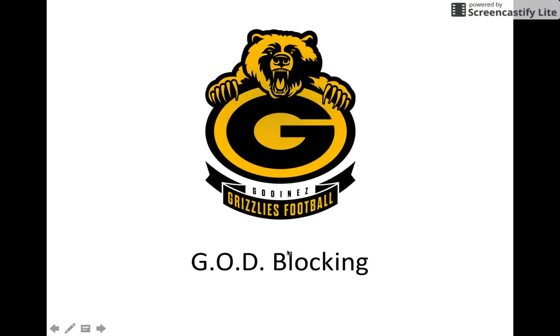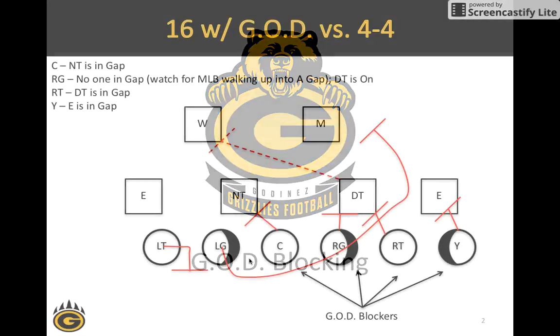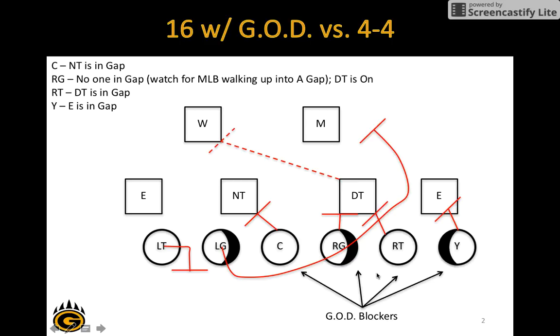This presentation is going to focus on GOD blocking, and GOD is an acronym standing for Gap, On, Down blocking. So first I'm going to go over the whole play in its entirety. I'm going to let you see the play first, and then I'm going to explain the details.